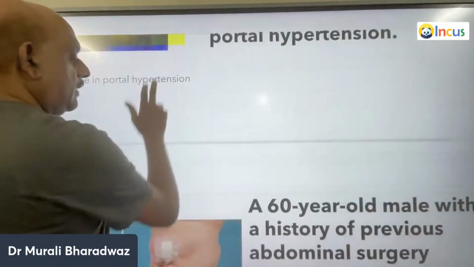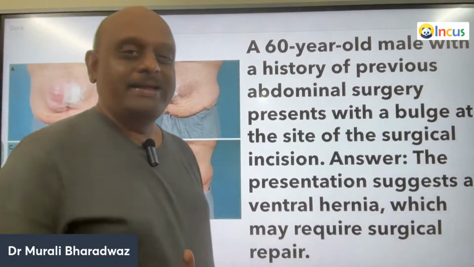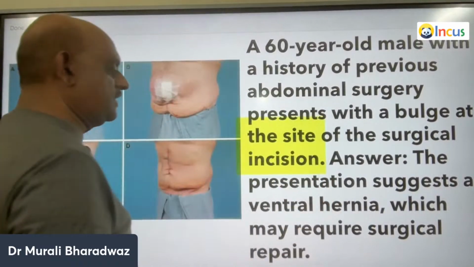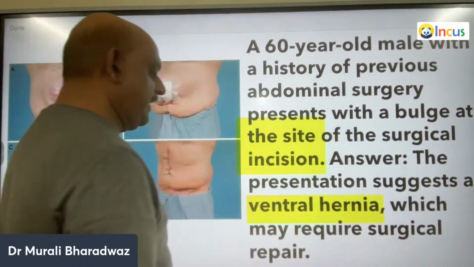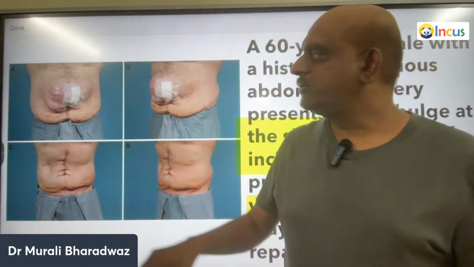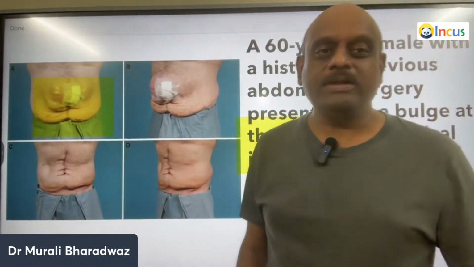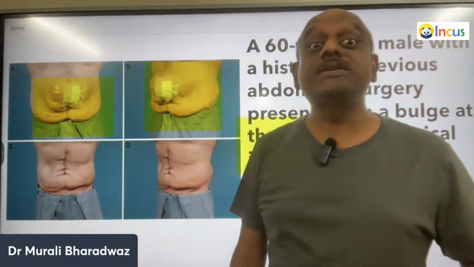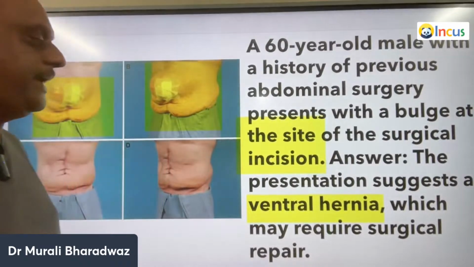Now, a 60-year-old male with a history of previous abdominal surgery. Now presents with a bulge at the site of the surgical incision. This is very classical of an incisional hernia, which is a ventral hernia, which in turn requires surgical repair by placing a mesh. So this is how you can see that previous surgery with a divarication of the recti will predispose to the development of an incisional hernia, which is treated by placing a mesh and preventing the recurrence of herniation.